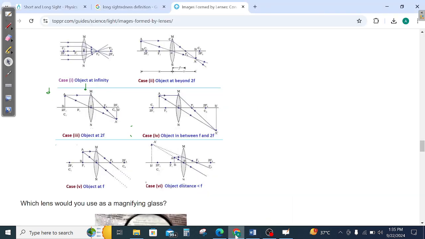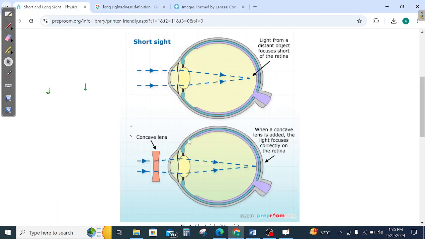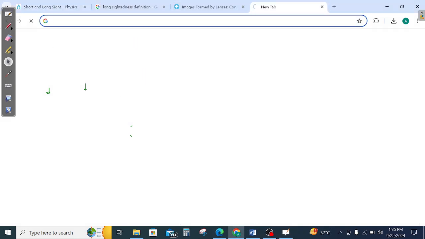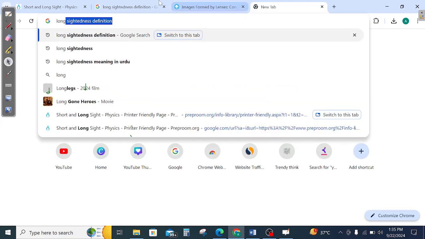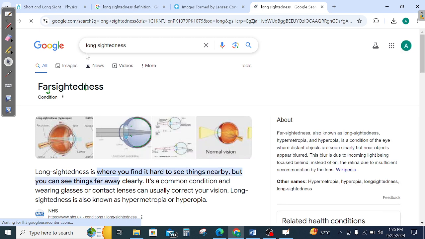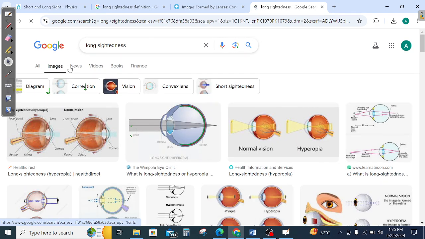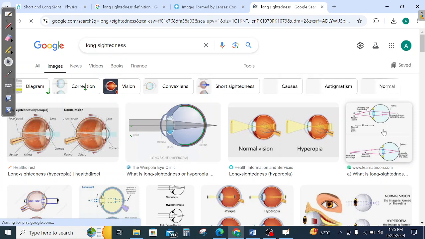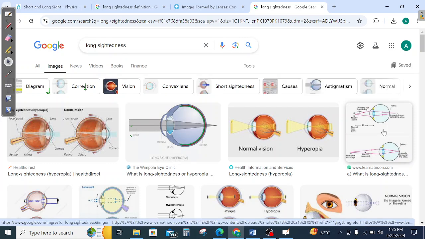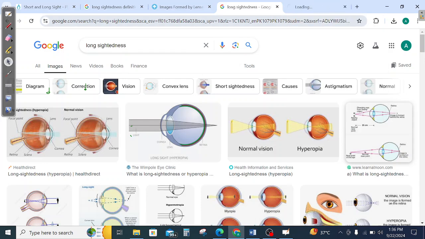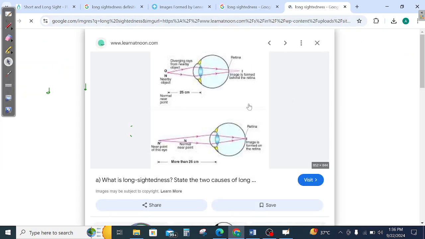I will show you how this can be managed. Okay, this is your diagram here. If you look at that, the person that has long sightedness, this is the image of short sightedness. I will show on the next diagram long sightedness. Just wait. Yes, this is your diagram.